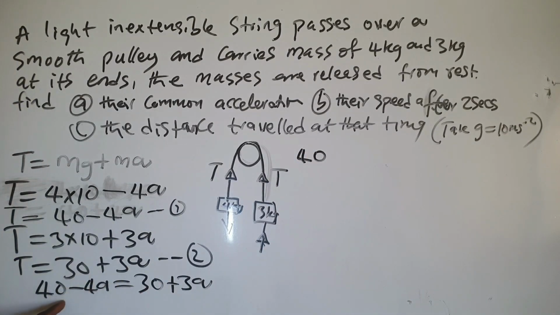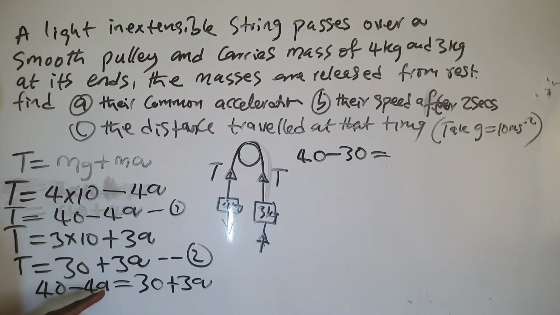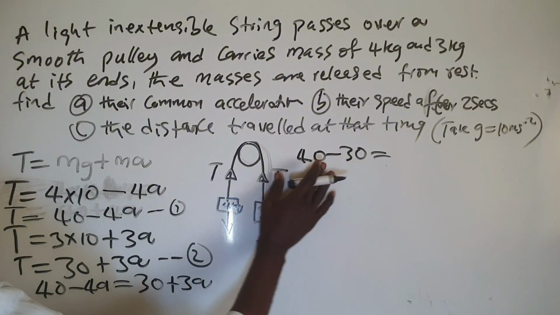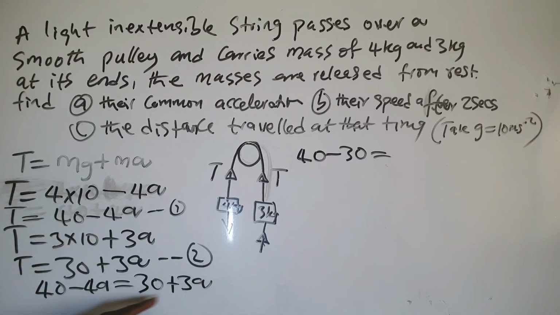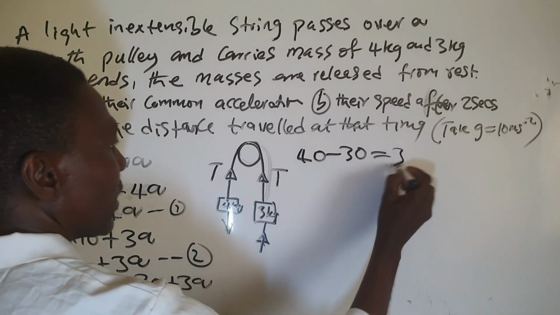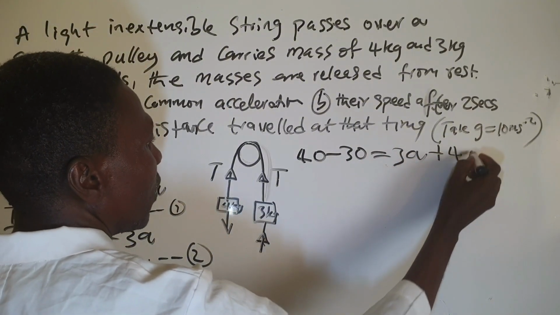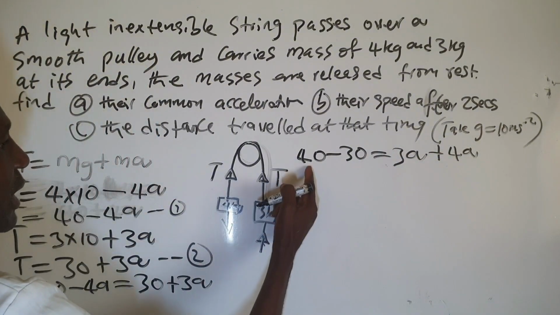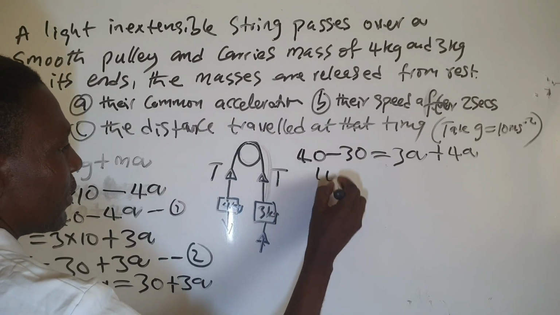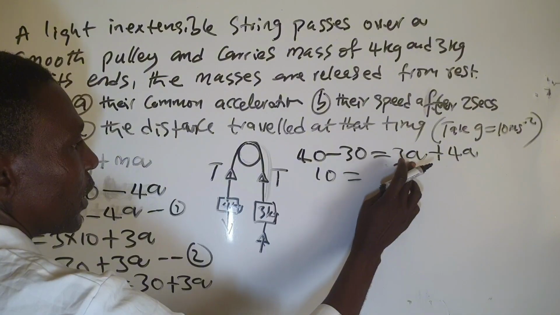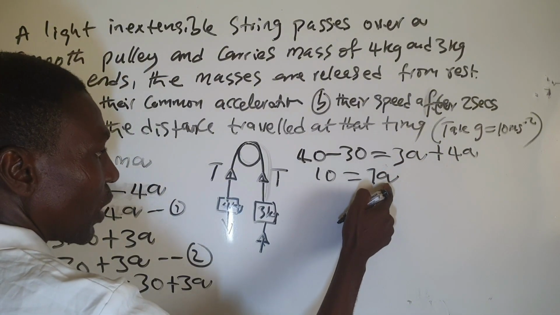When 30 comes to each side, it will now be minus 30. Okay, we have collected this like term here: 30 minus 40 minus 30 is 10, equals 3a. 3a is already there. Bringing this a to the other side will now be plus 4a. So 10 equals 3a plus 4a, which equals 7a, making a the subject of the formula, which is what we are looking for.